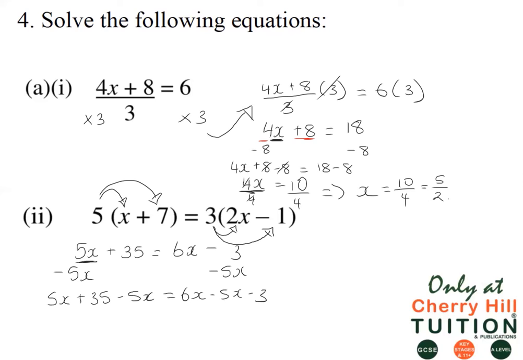On the left-hand side, the 5x cancels out, leaving us with 35. And on the right-hand side, 6x minus 5x is just x. And then we have minus 3. Okay? And the last thing we need to get rid of is this minus 3. We can do this by doing the opposite, which is plus 3. And we do this on both sides.